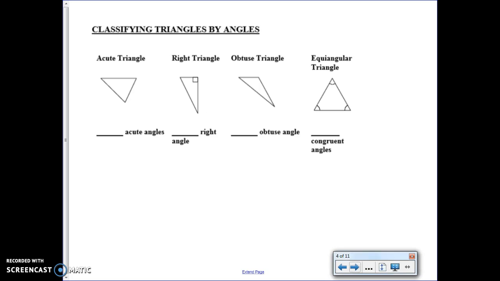What if we want to classify by angles? So in an acute triangle, all of the angles are acute, so we have 3 acute angles. In a right triangle, we don't have all of the angles being right angles. We only have 1 right angle. Those other 2 angles are going to be acute. In an obtuse triangle, we have 1 obtuse angle, and those other 2 angles are acute. An equilateral triangle, all of the angles are the same. Equiangular triangle, all of the angles are the same. So 3 congruent angles, just like in an equilateral, where we had 3 congruent sides.